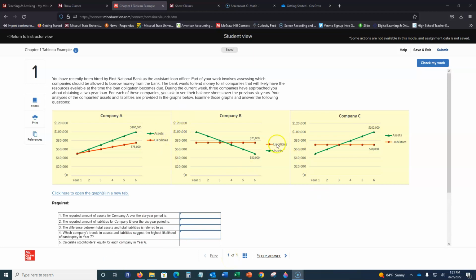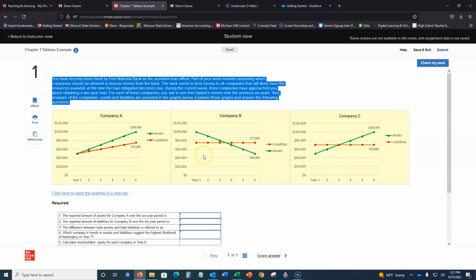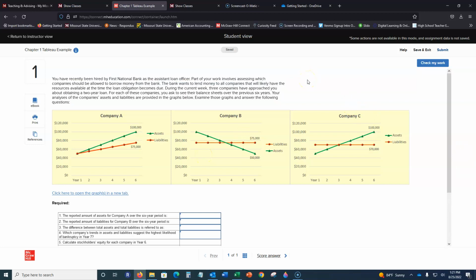When you open this homework up, you're going to see usually a brief description, sometimes a little longer, what I call a fact pattern, right? So in this one, it tells us that we've been hired by First National Bank as an assistant loan officer. Part of what our work involves is assessing which companies should be allowed to borrow money from the bank. This is something we've talked about in class, right? Banks look at the information communicated to them and decide whether or not they want to loan them money. In this situation, that is exactly what we're doing.